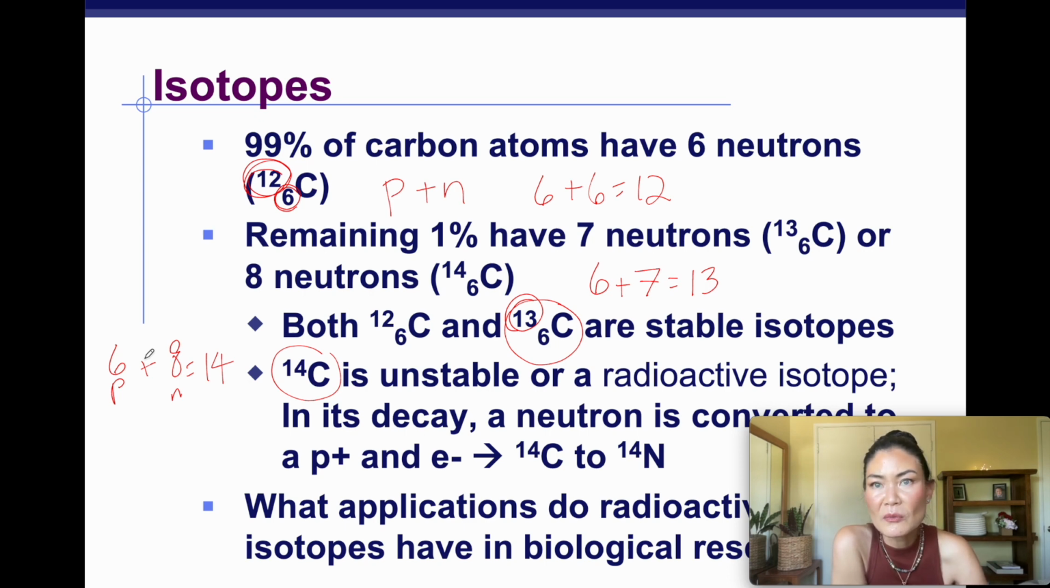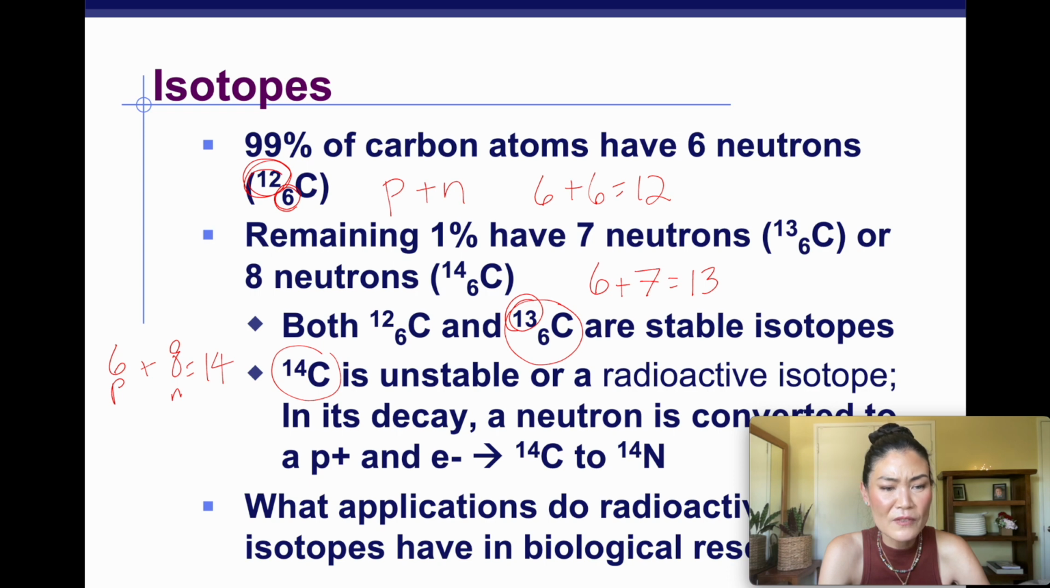So what do we use radioactive isotopes for? In medicine specifically, we can use them for PET scans, because when people take in some of this dye containing radioactive isotopes, it can actually target tumors, and it can show in a PET scan where tumors are found in the body.